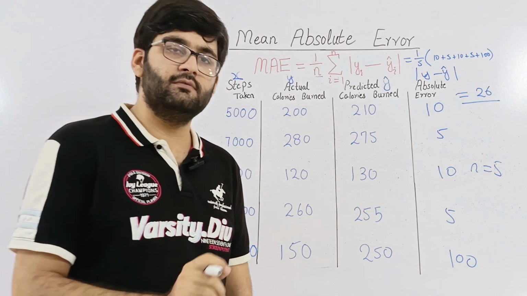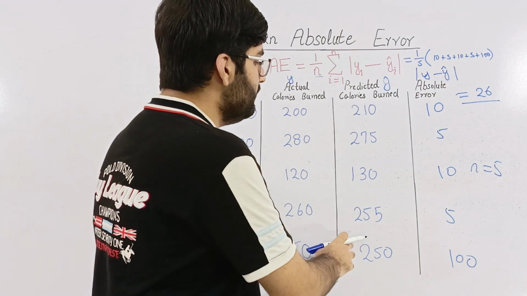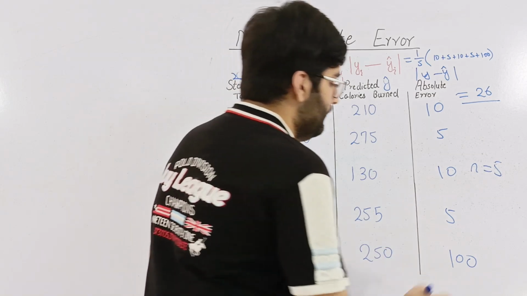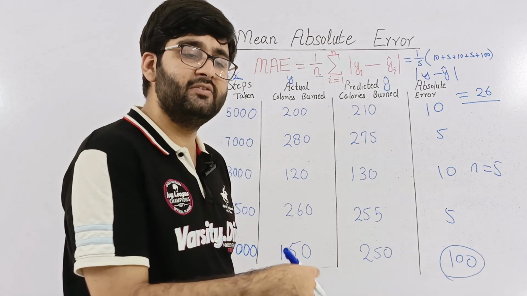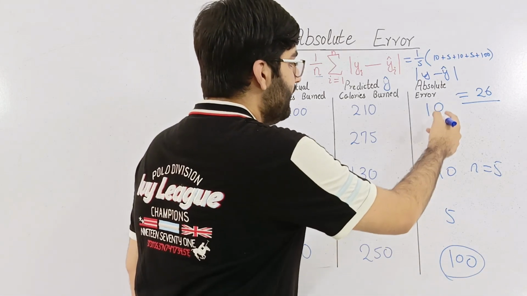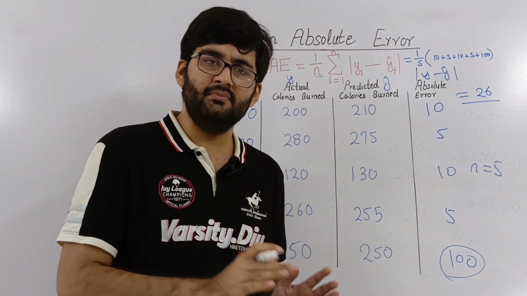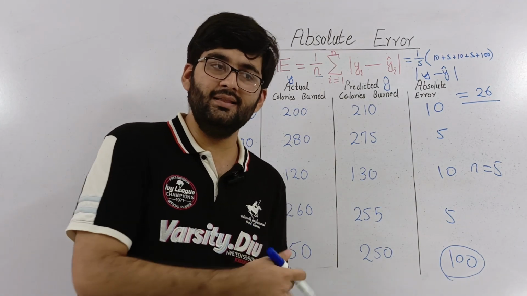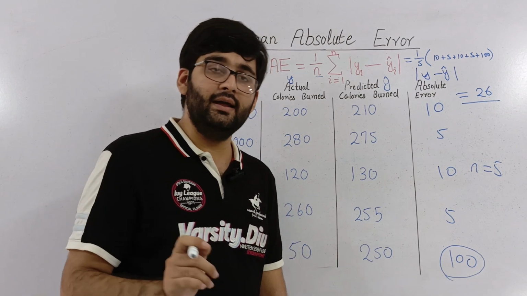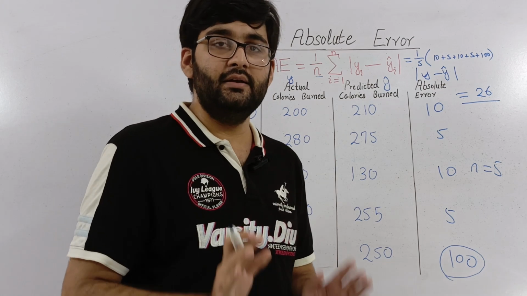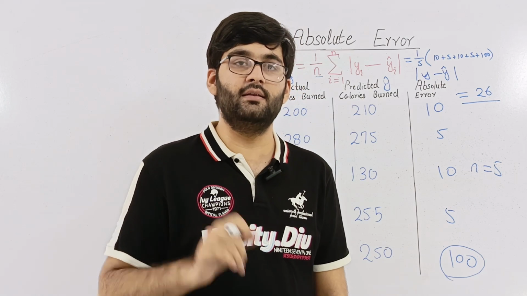I want you to notice one important point in these values. If you look at the absolute error, this absolute error for the last row is much bigger and much beyond the range of the other 4 absolute errors. So such a value that is much beyond the range of all the other values or most of the other values in the data set is called an outlier, and it is a property of mean absolute error that it works well with outliers.